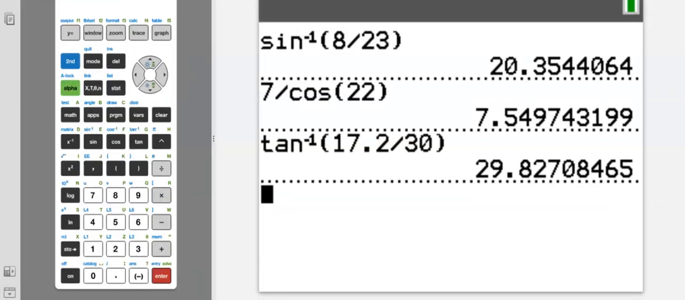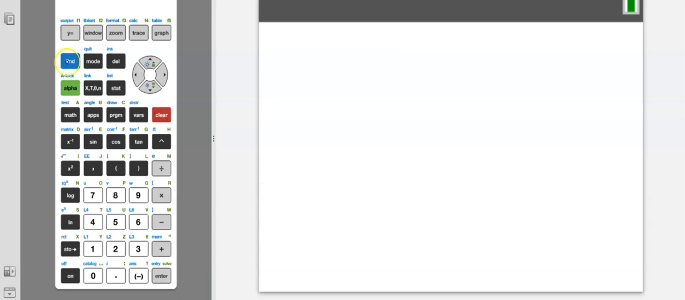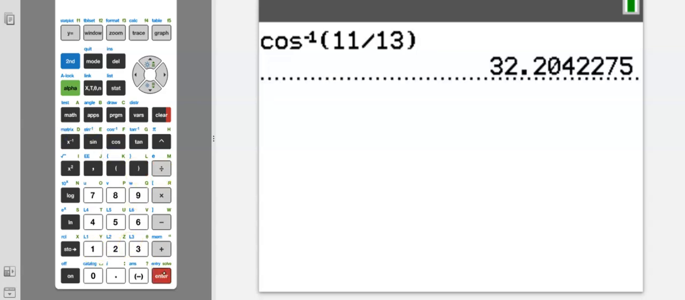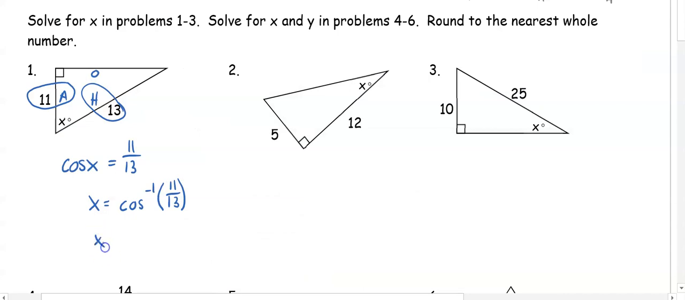On our calculator then, notice that we have the sine, cosine, tangent buttons. If we are trying to find an angle though, we want to hit second and those buttons. So in this case, second cosine gives us a negative 1, and then we have our fraction, 11 divided by 13. So that would round to 32 degrees.